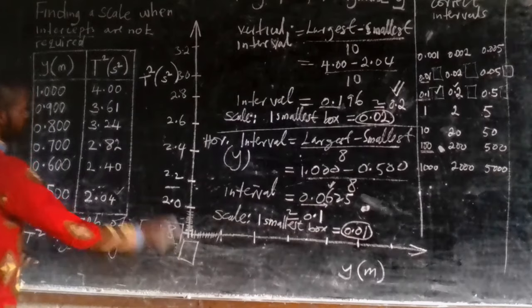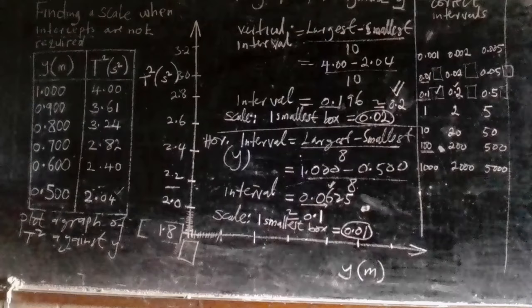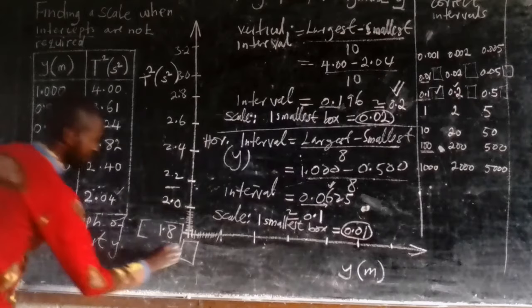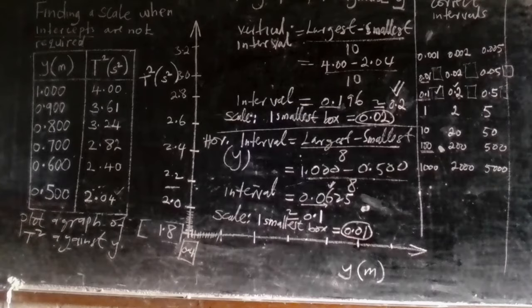I'm going to check this one. Which one is the smallest value in this column? When you look and compare, the smallest in this column is this one. So the value to be put here must be smaller than this. For example, I'm putting 0.4. 0.4 is less than this. However, there is a condition. There is a condition we always put.